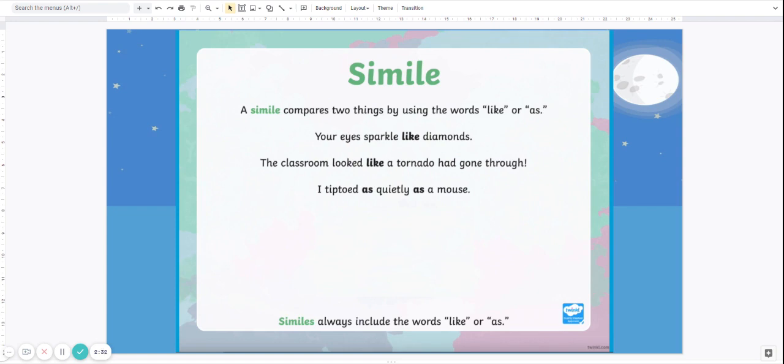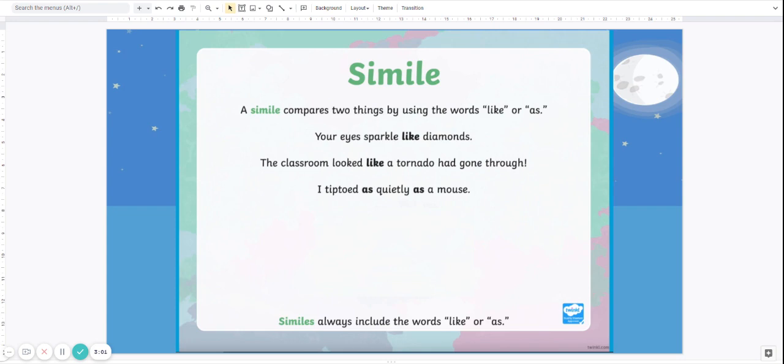Or I might say the classroom looked like a tornado had gone through it. In fact, that's what my teacher always used to say to me. What about I tiptoed as quietly as a mouse? Can you see the two things being compared here? You're not just saying I was quiet. That's kind of boring, isn't it? You're comparing yourself to a mouse, which we all know is a quiet creature.